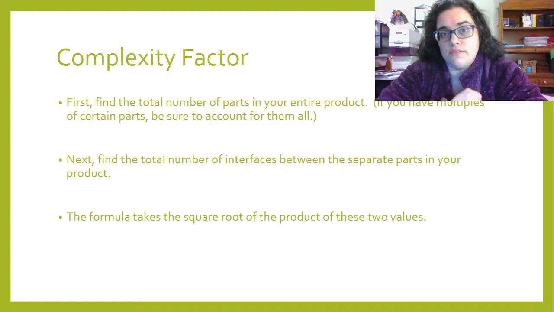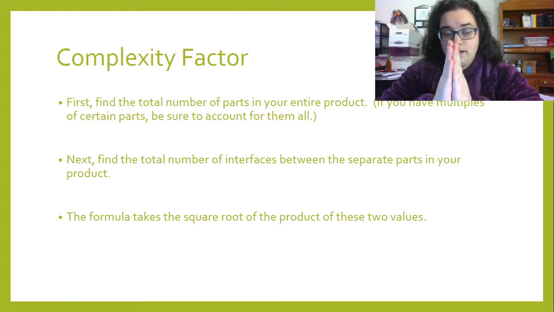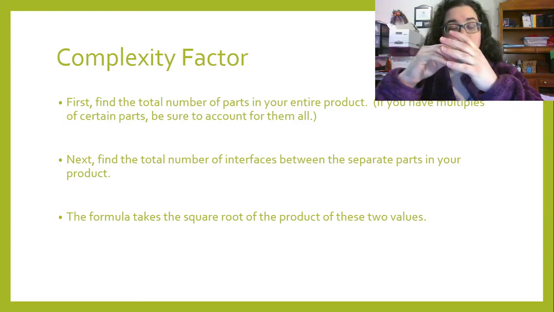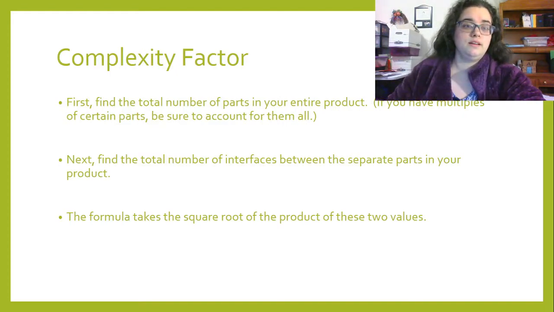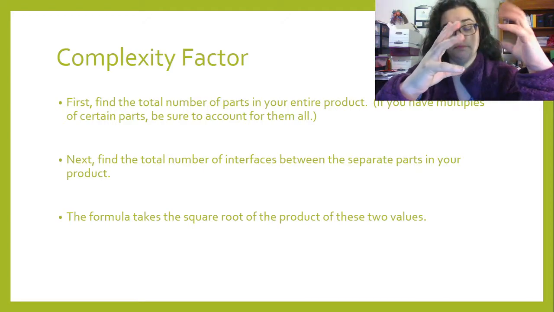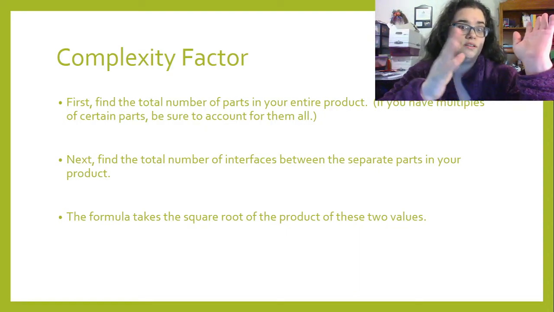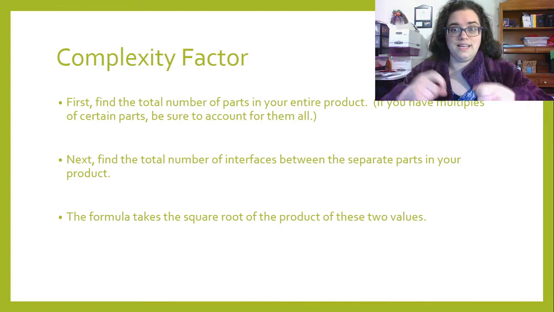Then you have to find the total number of interfaces between the different parts of the product. An interface is where two parts come together. They can come together stuck together like a fastener. They could be a slide, a rotate, a cylindrical, any sort of way that they come together with each other. And then there's a formula, and the formula takes the square root of the product of those two values. That'll tell you the complexity factor. It'll give you a number, and you can compare the two with this number instead of just saying, okay, this guy's got 10 parts and this guy's got 11 parts, and they're really close. Maybe one of them has more things that have to fit together nicely.